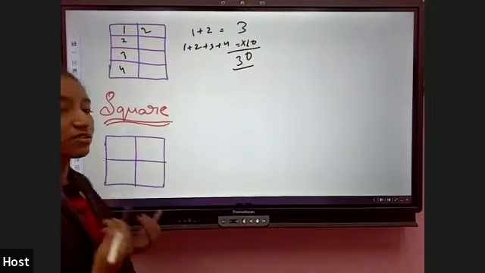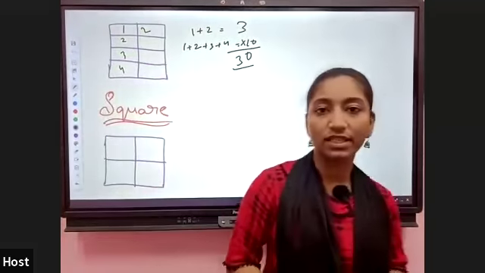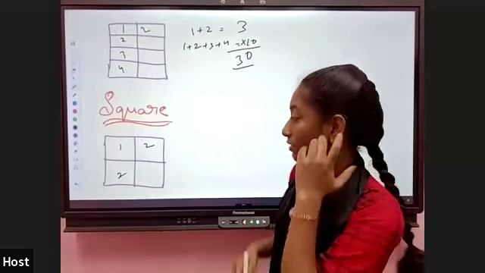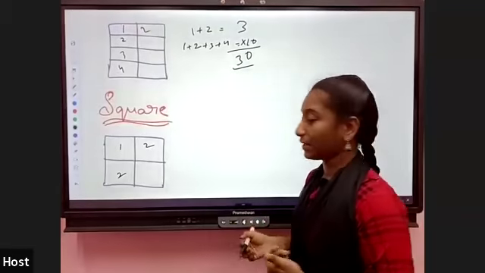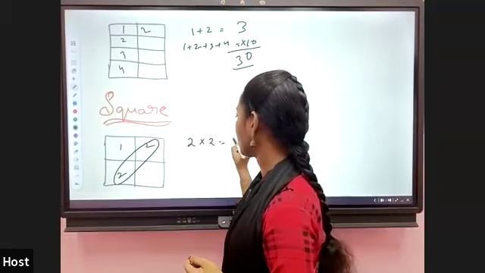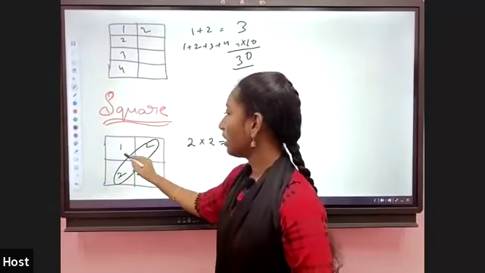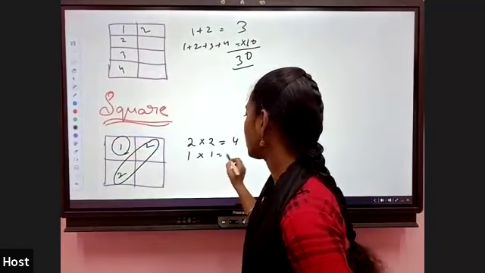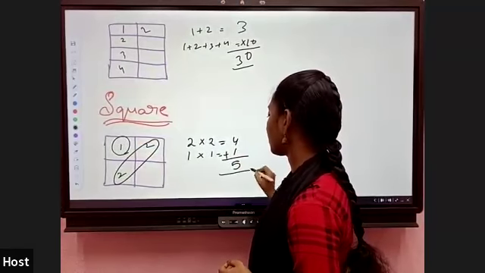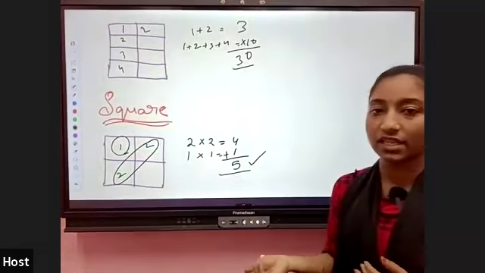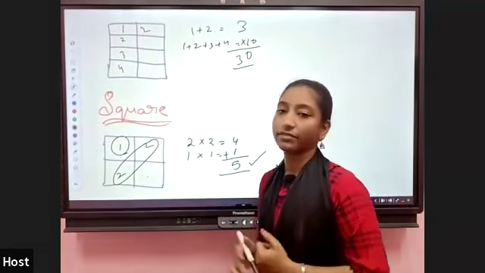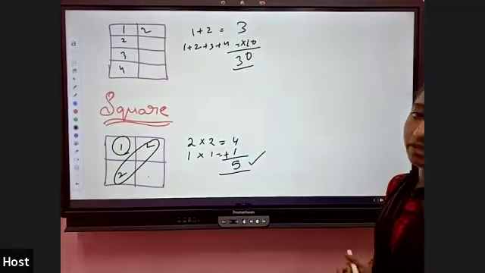So in square also we will find the number of rows and number of columns. 2 and 2. After that, we should multiply. So 2 into 2 equals 4. Here 1 into 1 equals 1. So 1 plus 4 is 5. So there are 5 squares in the given square. 1, 2, 3, 4 and the big square is 5. So there are 5 squares in the given figure.